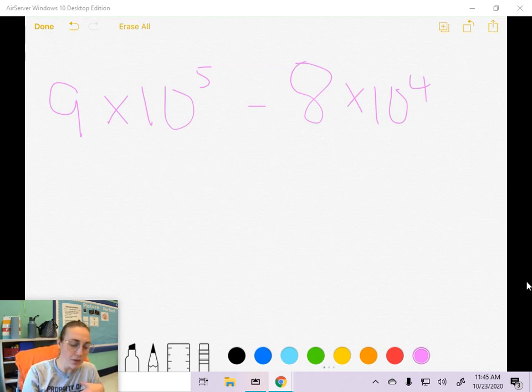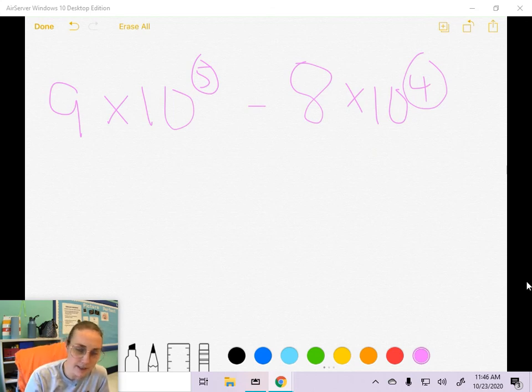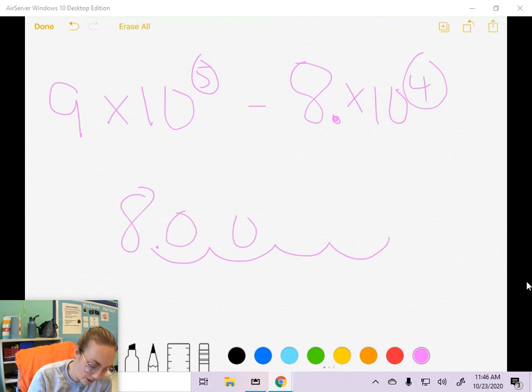All right, so if you notice here, our exponents aren't the same. So what you have to do is you have to change one of the numbers to have the same power of 10. So I would recommend doing it to the second number because it has a smaller exponent. So what you have to do is you have to locate the decimal. So again, let's put this into standard form. So we have 8, in standard form, and then we need to move the decimal 4 times. So 1, 2, 3, 4. Add those zeros, so it should be 8,000.